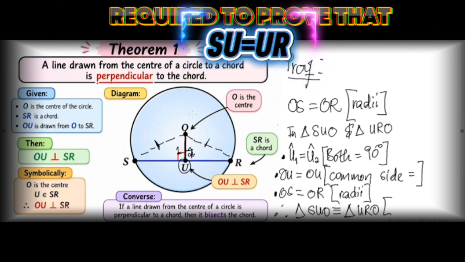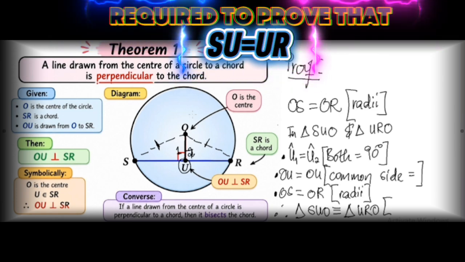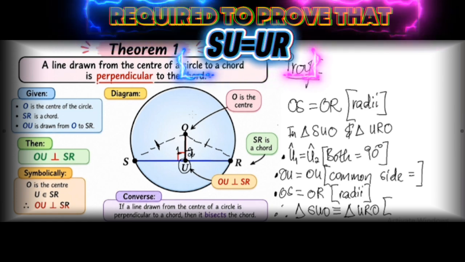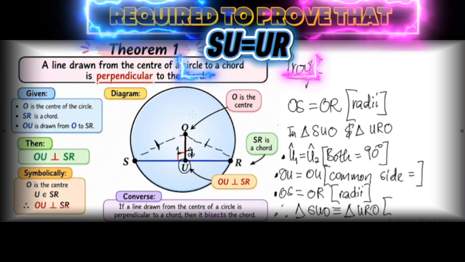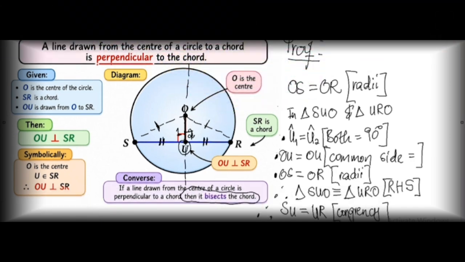This triangle here, SUO, is an exact mirror image of URO. So when you take URO and put it on top of SUO, it becomes the same triangle. They're equal in all respects.